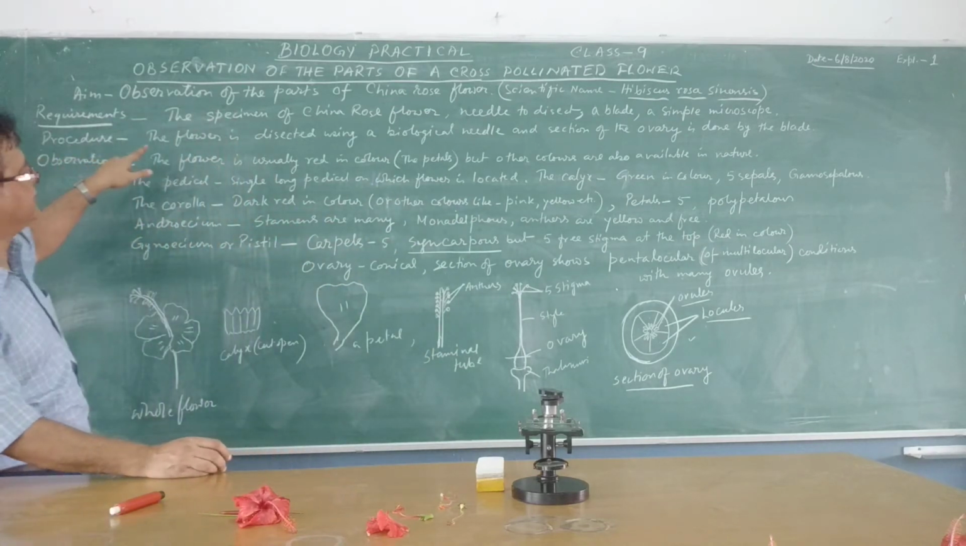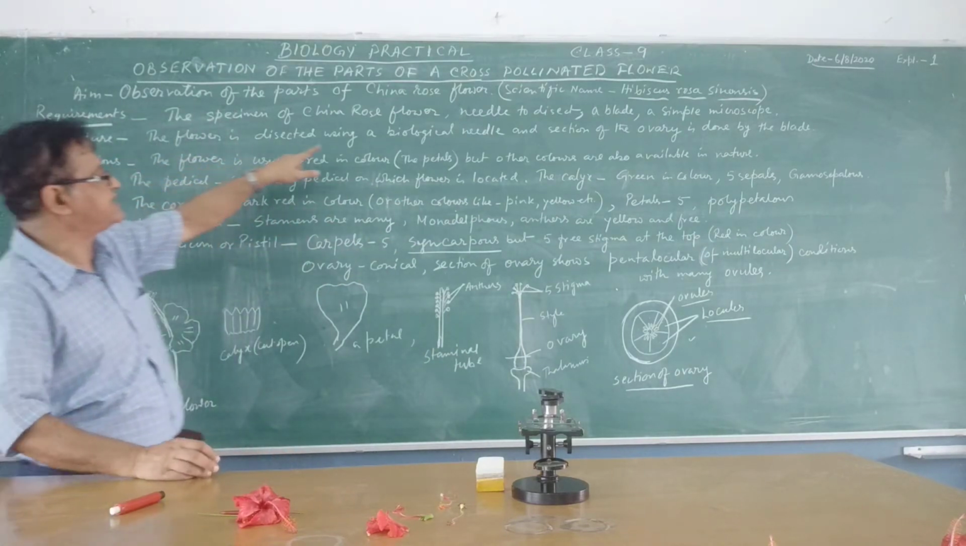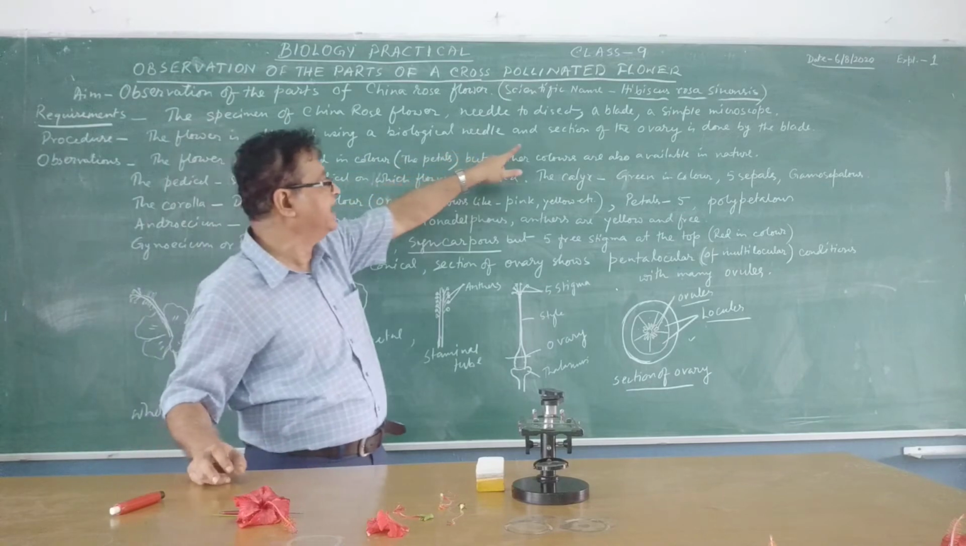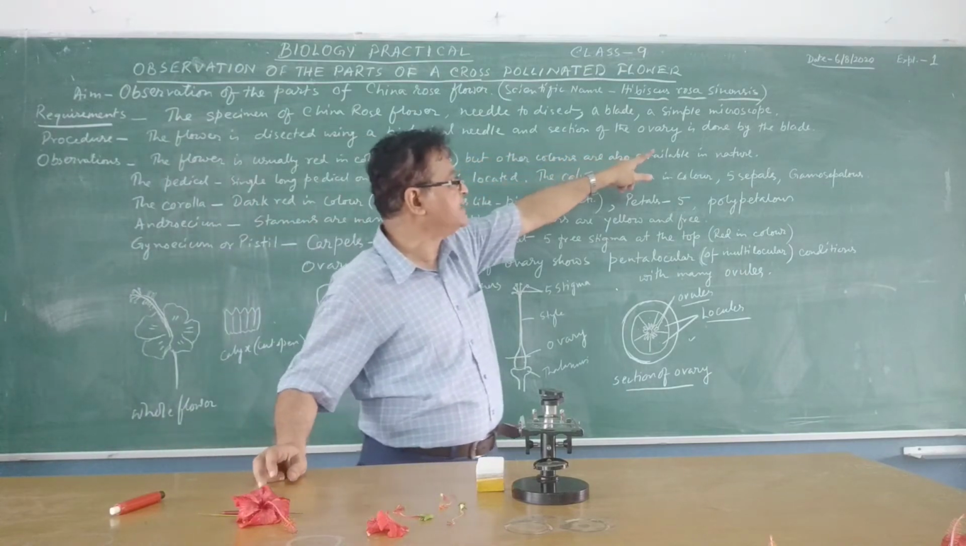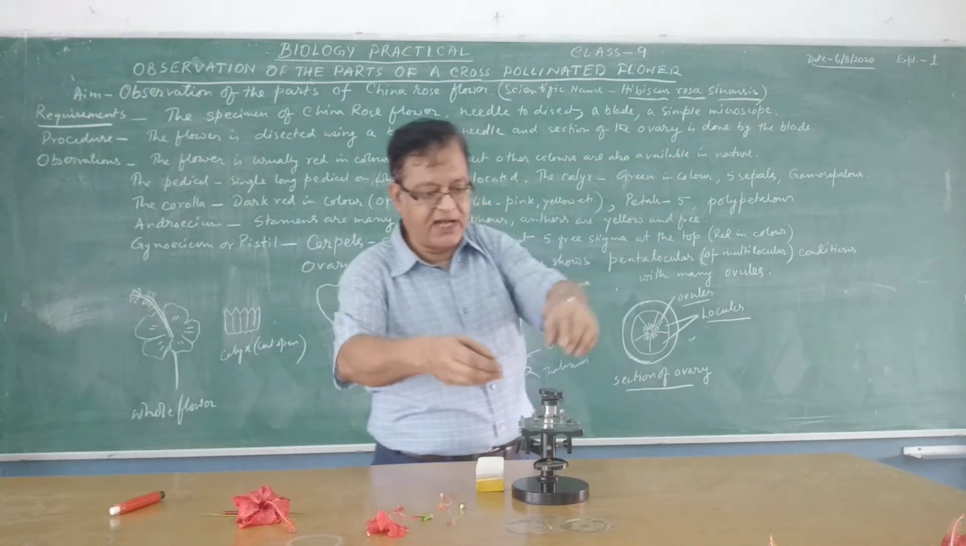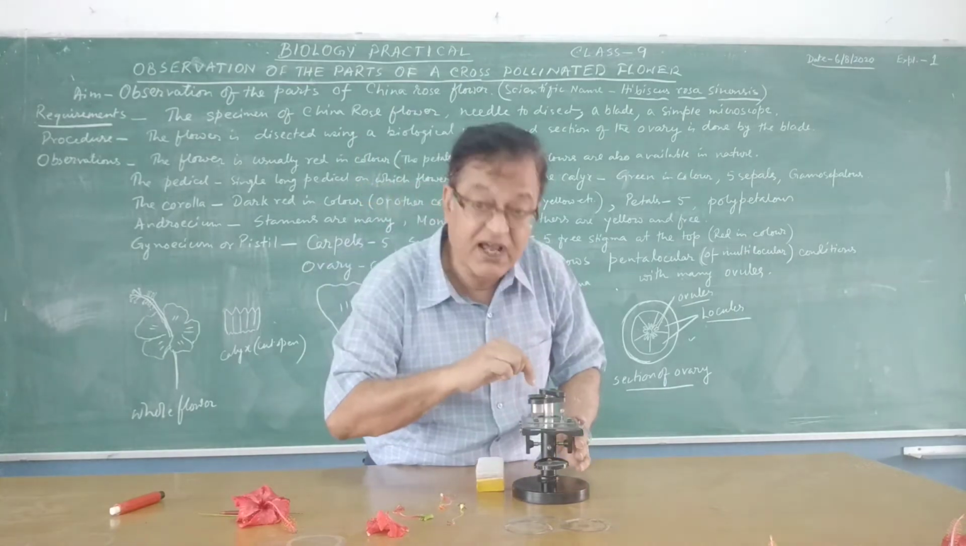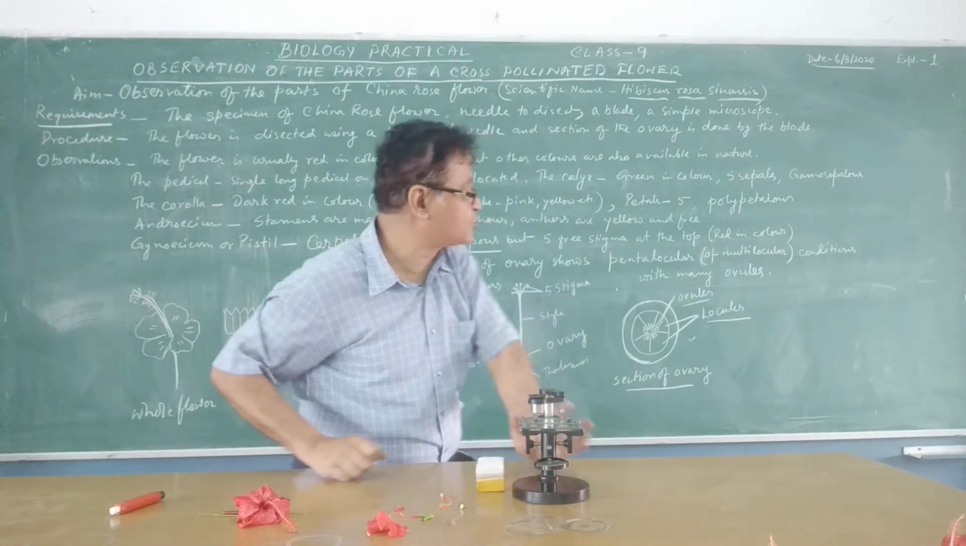Procedure, very simple. The flower is dissected using a biological needle, and a section of the ovary is made with a blade, then put under the simple microscope and observed.